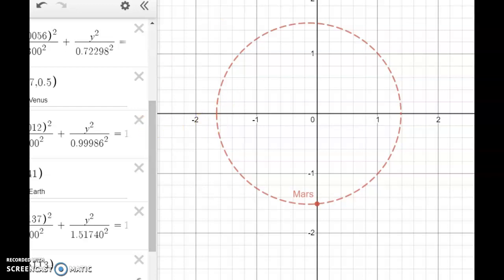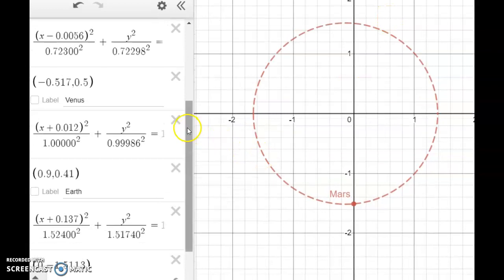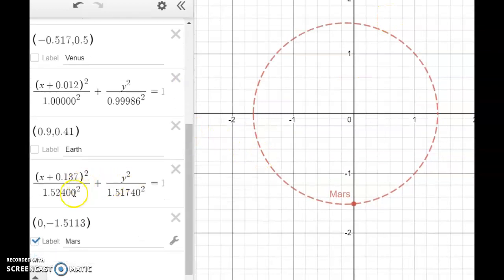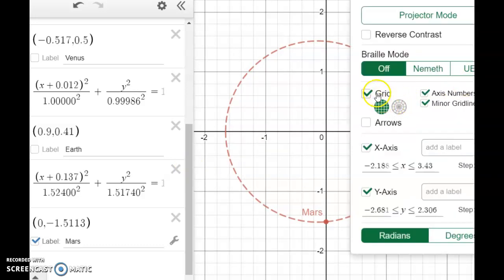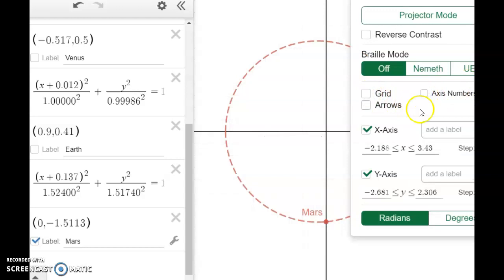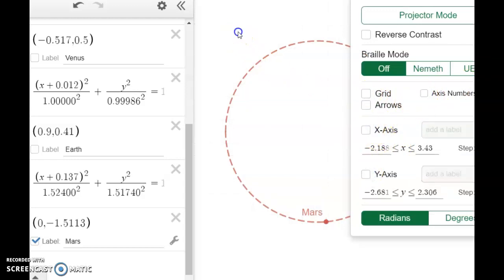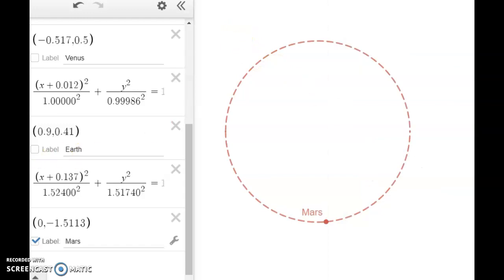Notice that the equation is actually an ellipse because it has two different denominators. But look at the denominators. 1.524, 1.517. I mean, they're so close to each other, you cannot tell that this is a circle. In fact, if I turn off the grid and the axis here, there we go, it definitely looks like a circle. You would have to measure really, really accurately in order to figure that out.